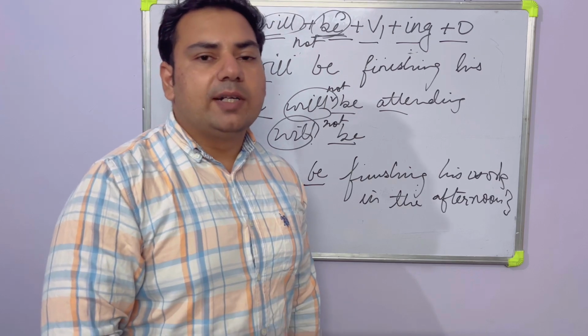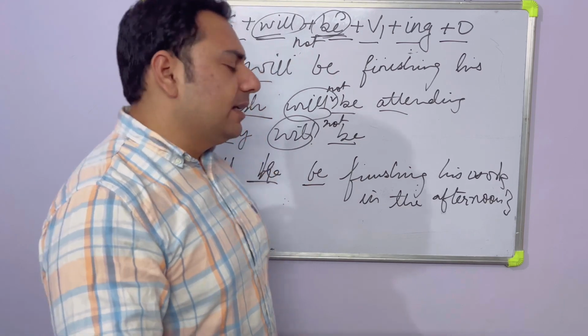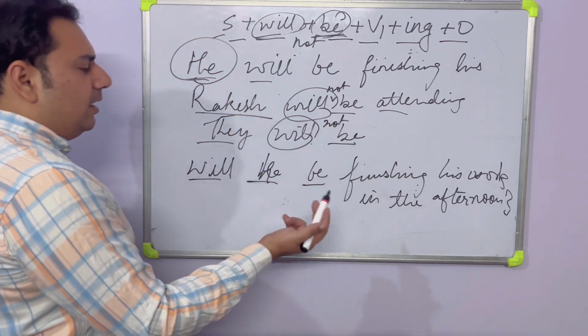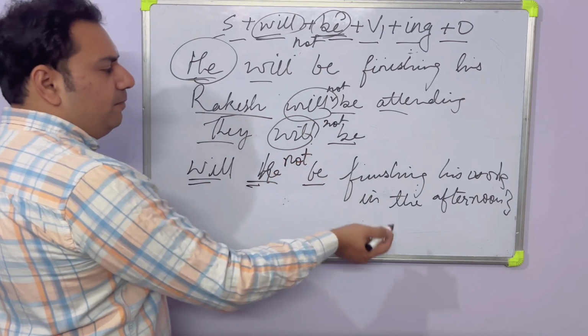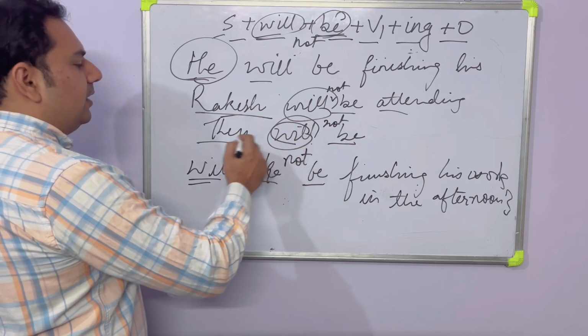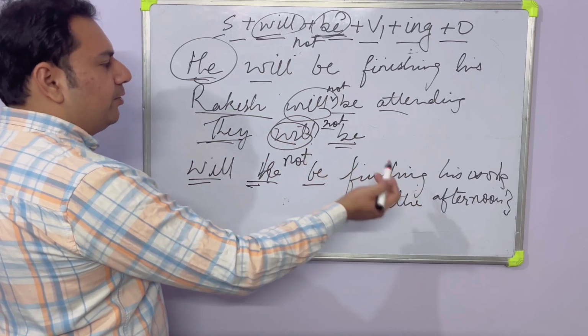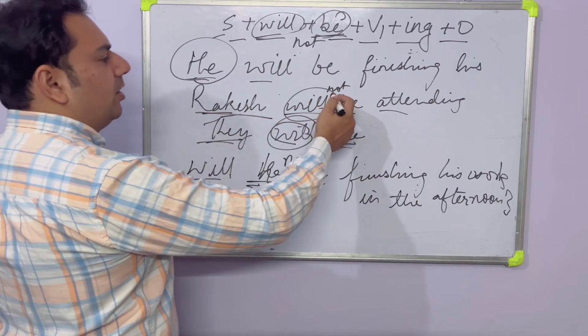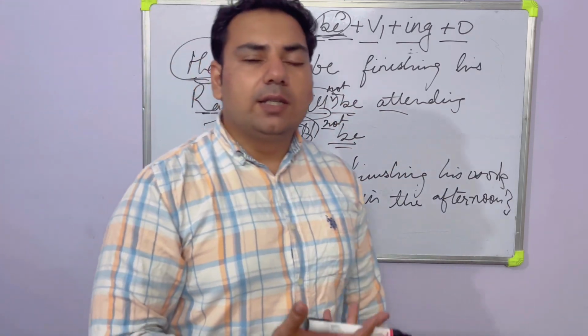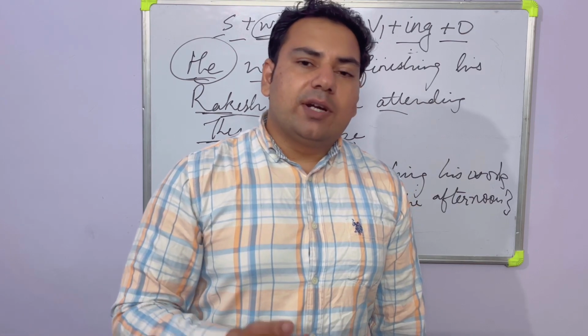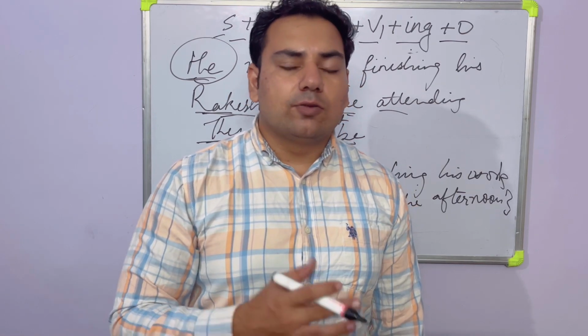This is how you can create the interrogative sentences, and in the same manner you can make it in the negative form as well. Will he not be finishing his work? Will they not be coming to the party? Will Rakesh not be attending the seminar, question mark. So this is how you can create the negative interrogative future continuous sentences. So they are very easy.